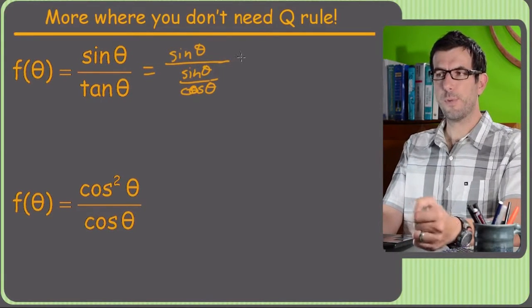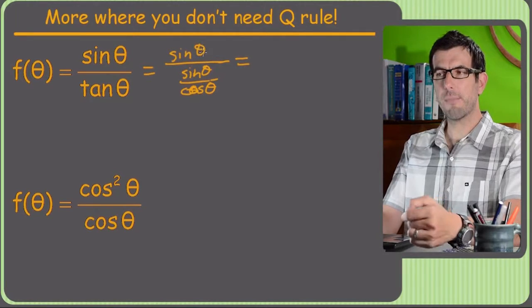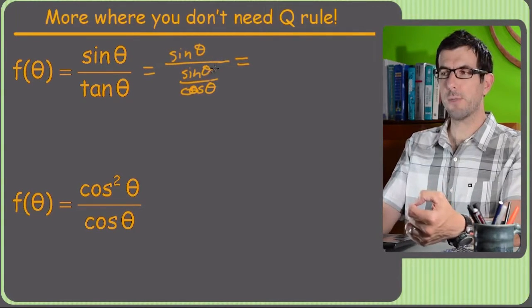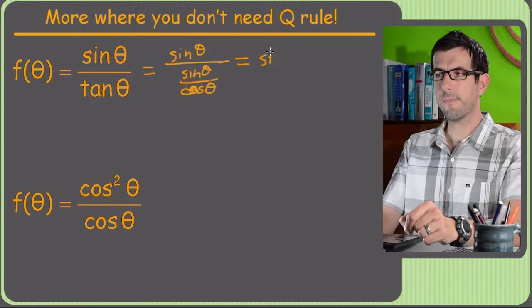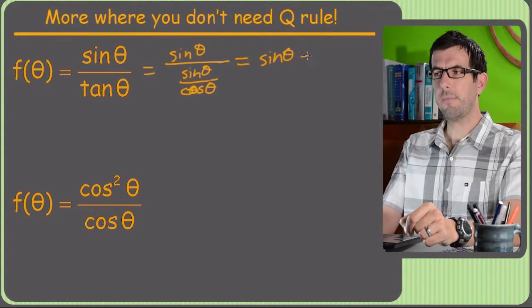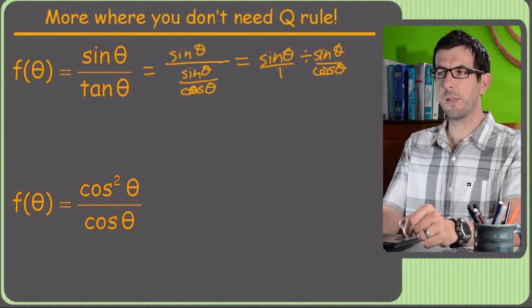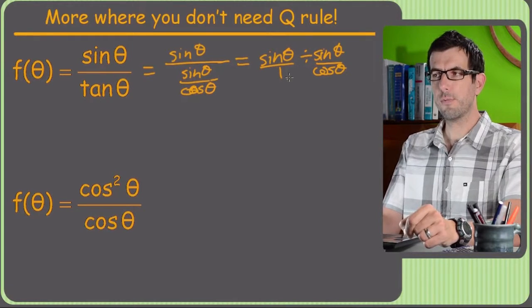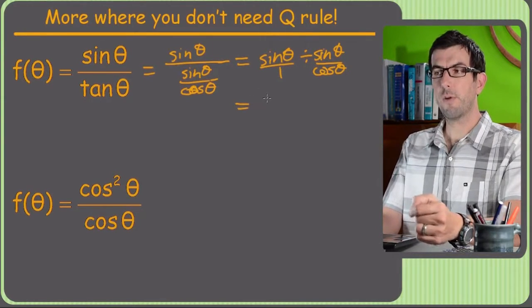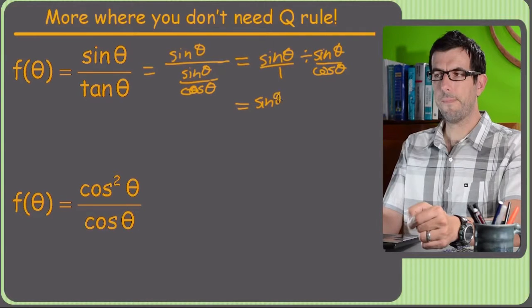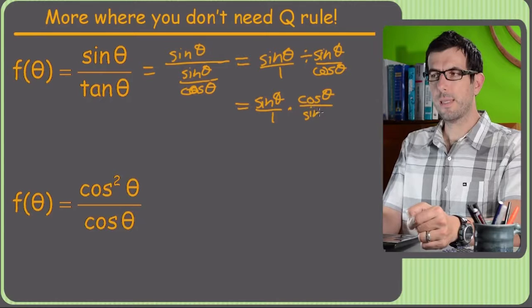So the way to figure that out is, remember that dividing by a fraction is the same thing as multiplying by the reciprocal. So sine theta is divided by sine theta over cosine theta, and then we'll just put over 1 on that sine theta to make it look more like a fraction. So that's division, which means invert and multiply. So sine theta over 1 times cosine theta over sine theta. Sure enough, our sine thetas cross cancel and we get cosine theta.